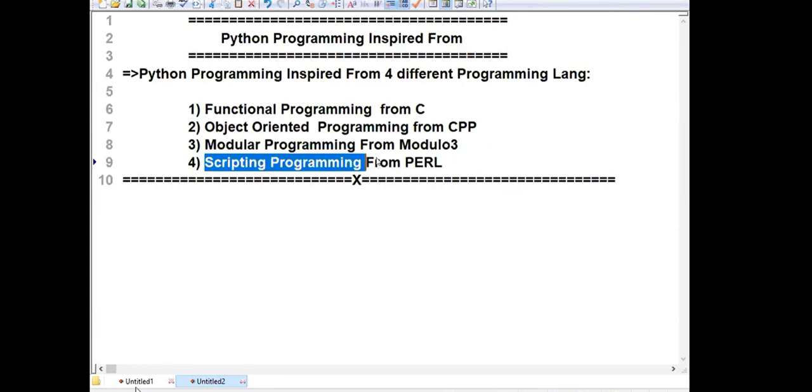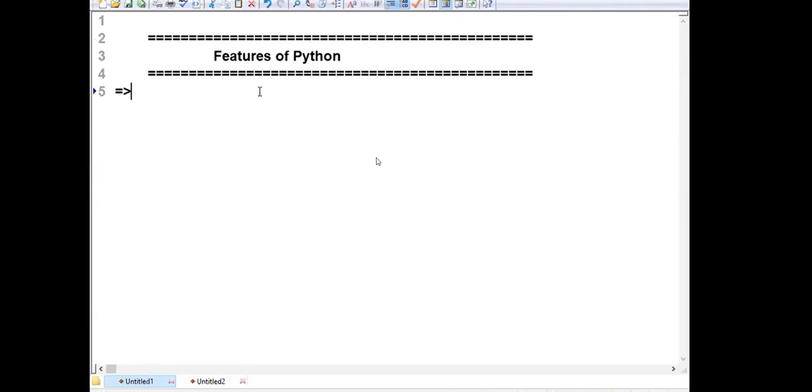Okay, let us keep it. Now I'm going to enter into the biggest discussion: features of Python. Features of Python. Students in the online, am I clear for all of you?